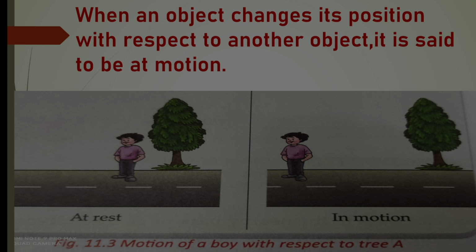Now, what is rest? A body is said to be at rest if it does not change its position with respect to another object with time. Look at the first picture. The boy is not changing his position with respect to the tree. So we call the boy at rest. He is not moving. Whereas in the second picture, the boy has moved away from the tree. So we call the boy in motion.